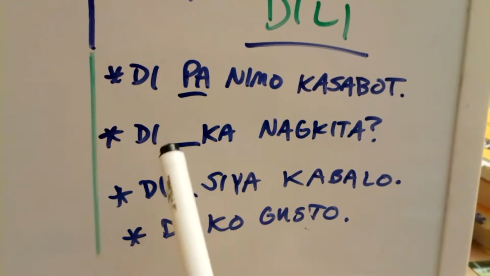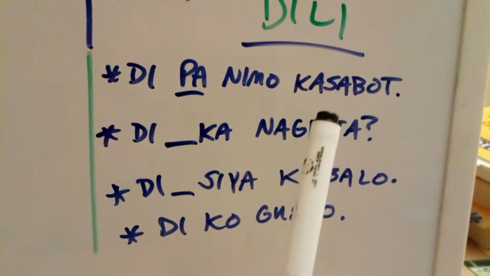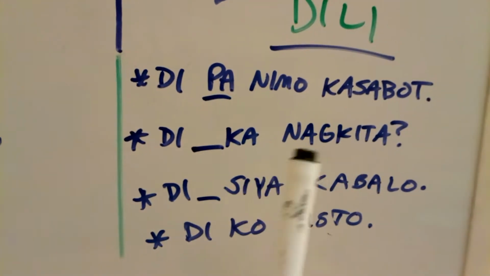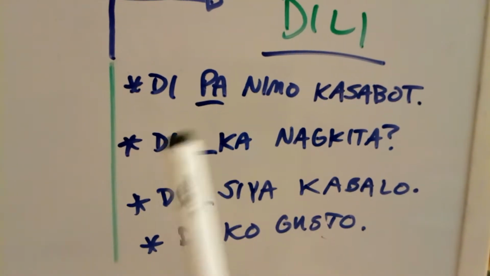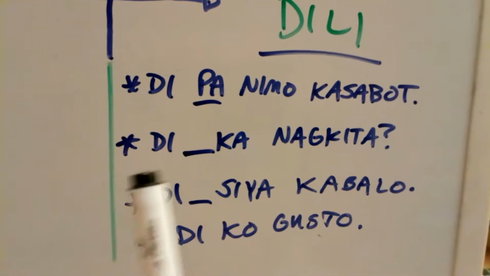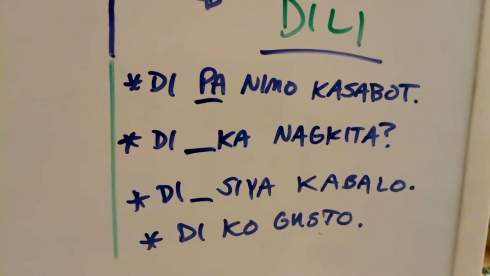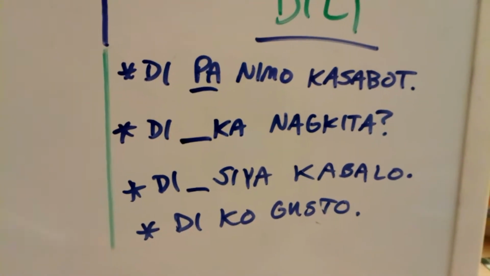So that's why we have the pa. We can put the pa there to indicate yet, meaning okay, so you are going to do it sometime soon. That's why we use dili in the future. Dili pa ka nakita, right? Or di pa ka nakita, or dili nakita ka pa.